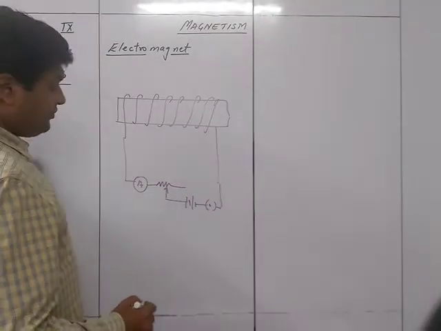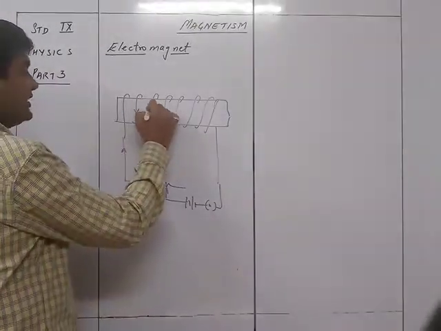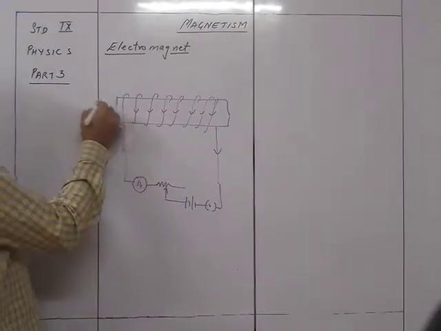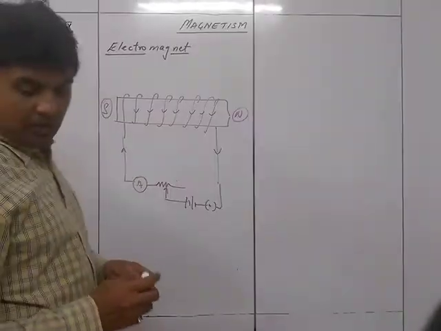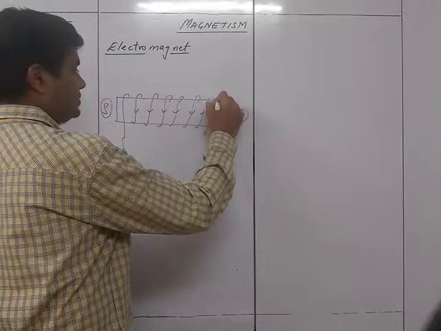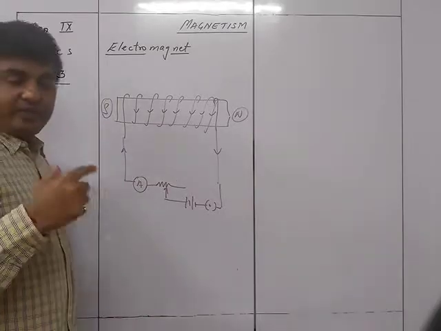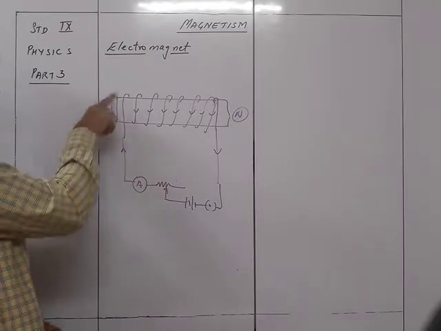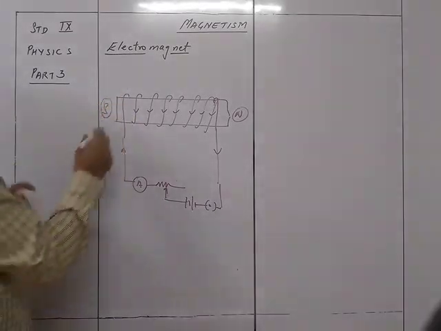We find that the current is going to flow from here, travel inside like this, and come out here. It will be seen that a south pole is generated here and a north pole is generated here. This is because of the direction of the current: if the current travels clockwise over here, it is clockwise.